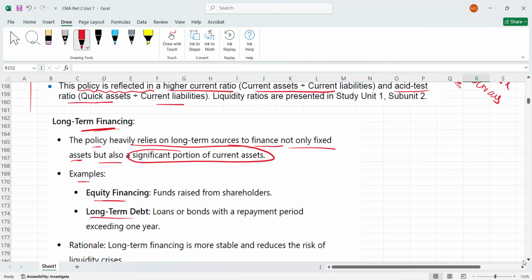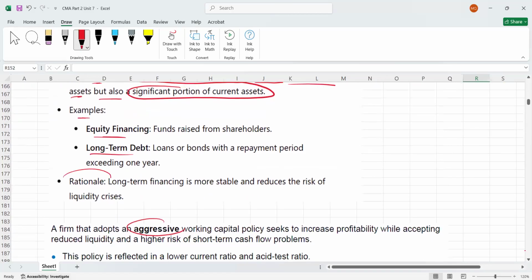So what's the rationale here? For using long-term sources of finance, the rationale is that long-term financing is more stable. For example, if you are taking money through a long-term loan, you know in advance when to pay installments and how much you have to pay, right? So that's why it is more stable and predictable, and this reduces the risk of a liquidity crisis.